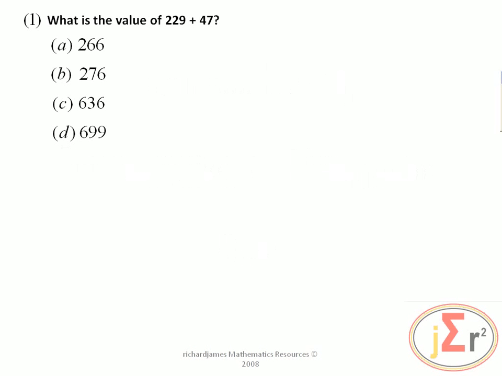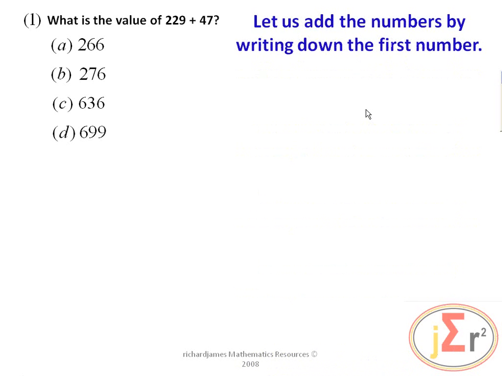What is the value of 229 plus 47? And Jerry is right there telling me, what do we do first, Jerry? Add. Well, that is the use of the symbol that we have right here. But what do we do first? Put down the numbers. Alright, so we'll write the numbers down. And we'll just put 229 first. So let us add the numbers by writing down the first number first.